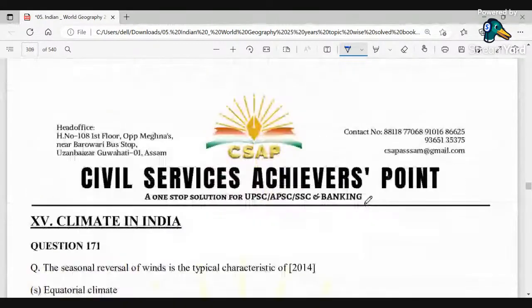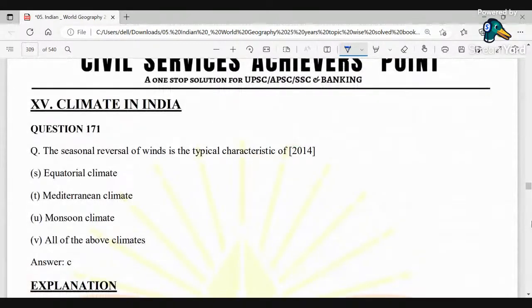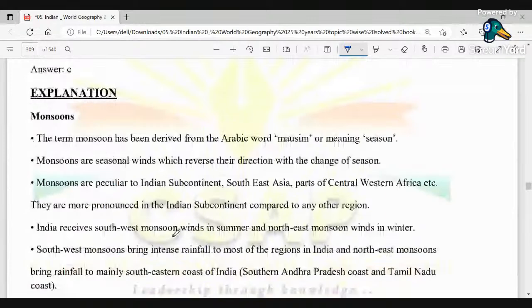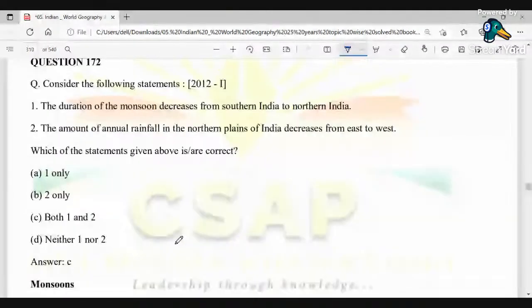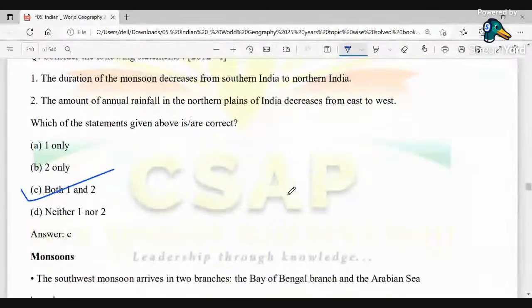Next, if I come towards the climate in India, the seasonal reversal of winds is the typical characteristic of what? Obviously, we know it's a monsoonal climate. So obviously, option C is the correct option. Next, the duration of the monsoon decreases from southern India to northern India, and the amount of annual rainfall in the northern plains of India decreases from east to west. So obviously, here the correct option is C, that is both 1 and 2.